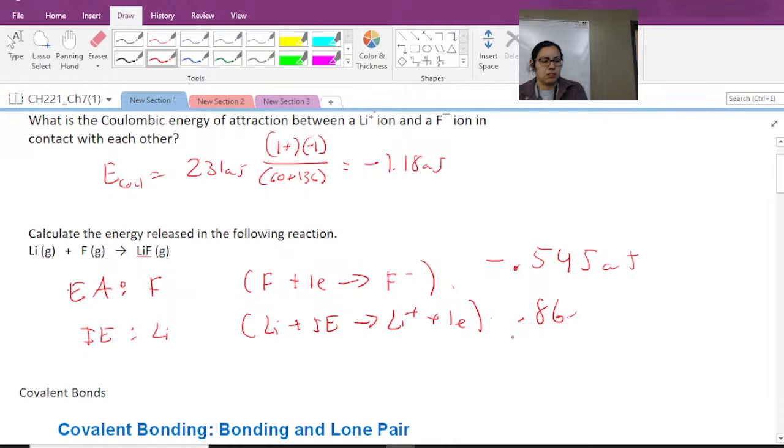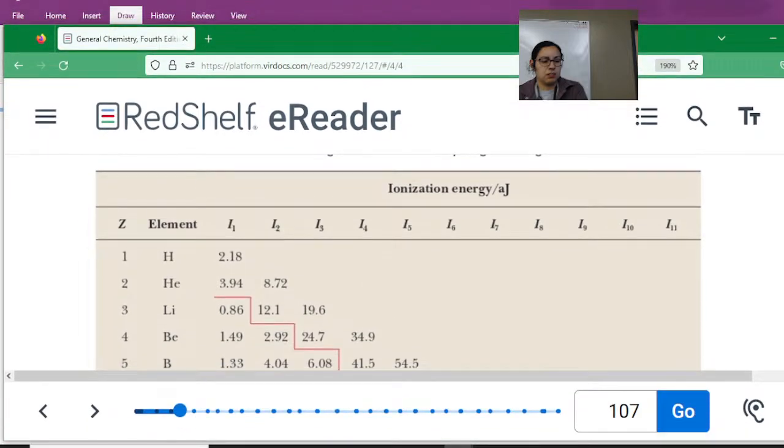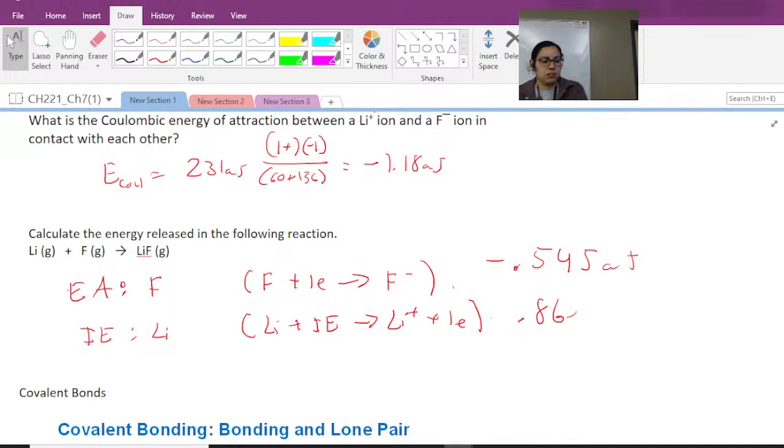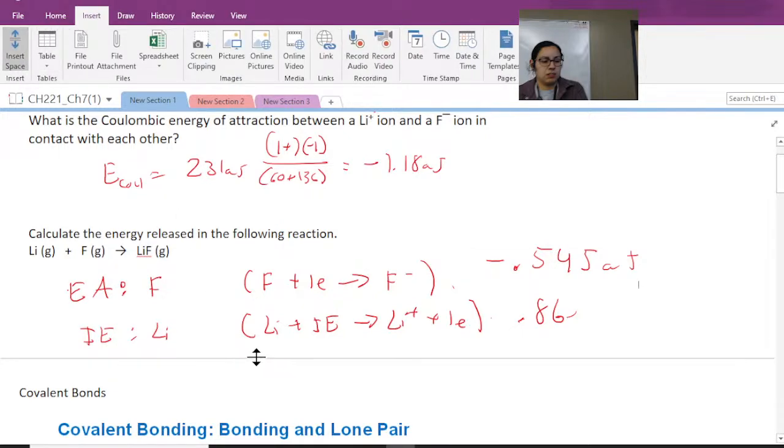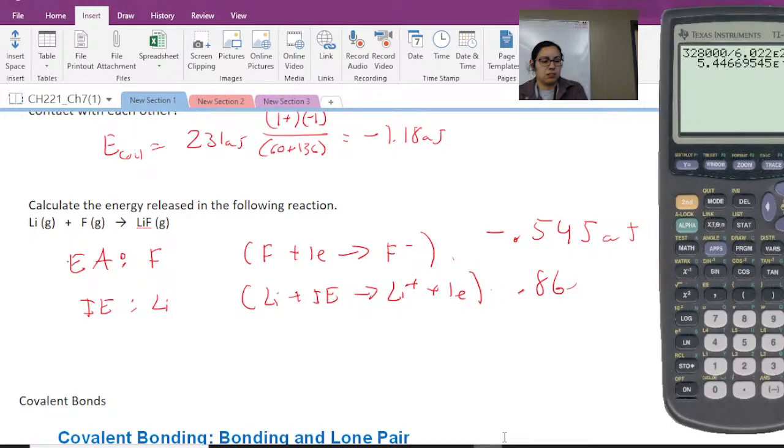And so now we can add all these numbers up. So we have our Coulombic attraction, our electron affinity of fluorine, and our ionization energy of lithium. And so pull that from the chart, since I looked at the wrong one initially. And then, did anyone find the chapter 7 page to help people? I'll try to pull that up in the book. But then what do we get when we add these up?